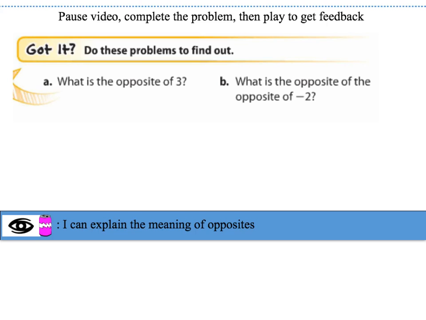Now that you had some time to work on it, let's take a look at the answer for letter A. The problem says, what is the opposite of 3? So the opposite of 3 should have been negative 3. Let's take a look at problem B. What is the opposite of negative 2? So the opposite of negative 2 should have been positive 2.